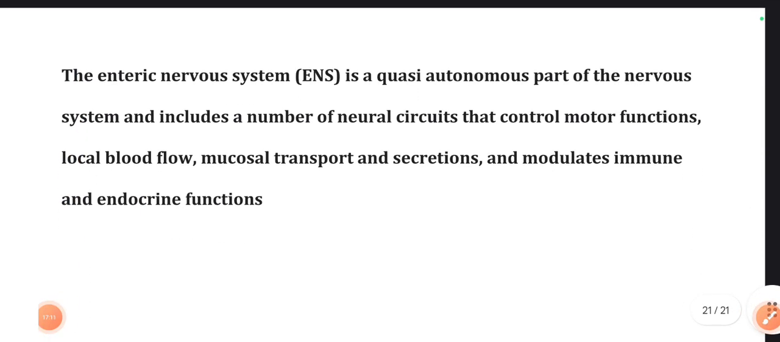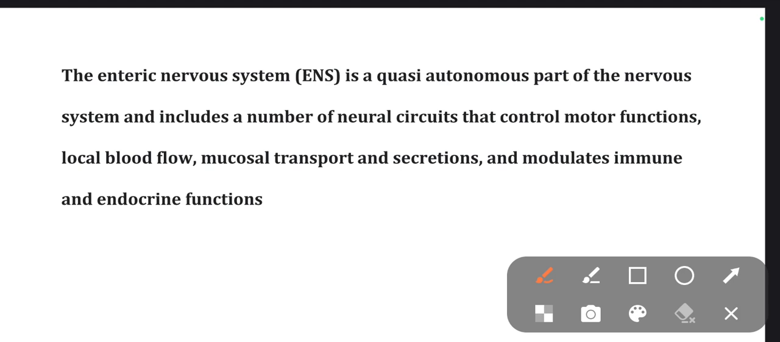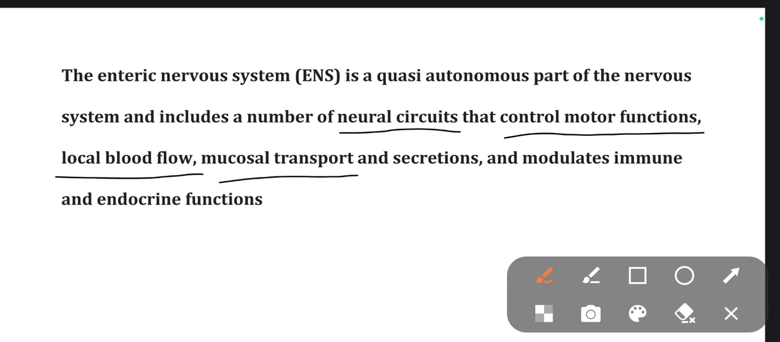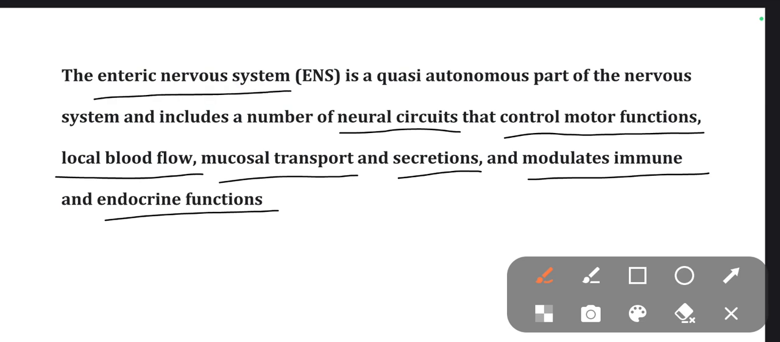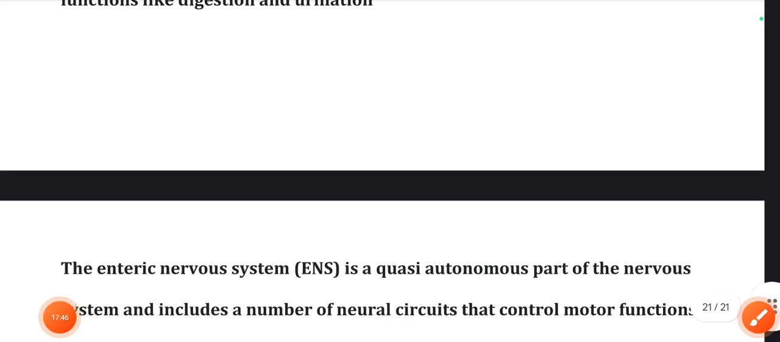So the last one is the enteric nervous system. This is a quasi, I mean, it is not a completely autonomous part of the nervous system, and it includes the neural circuits controlling motor functions, local blood flow, mucosal transportation and secretion, and modulating immune and endocrine functions. So the enteric system works on secretions, mucosal transportation, immunity, and endocrine functions. So these are the nervous system parts.